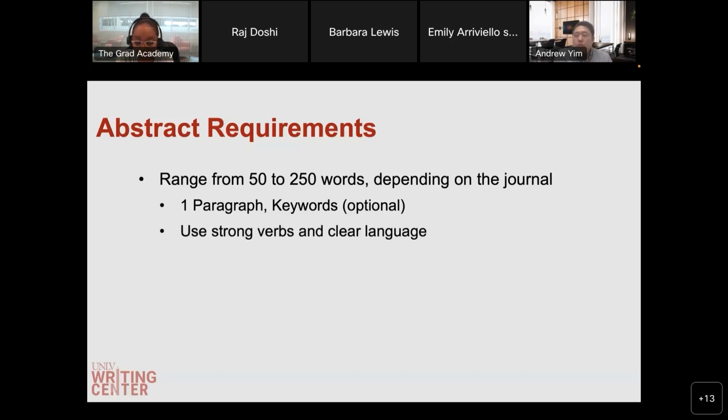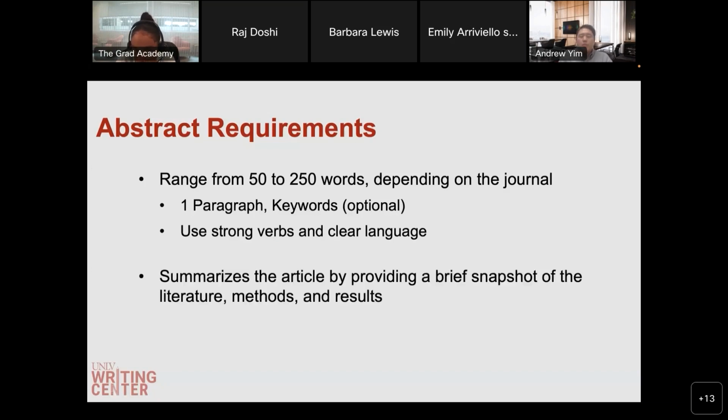In addition, you want to make sure you're using strong verbs and clear language. As we look through the examples and do the activity at the end, we can talk about some strong verbs you can use in your abstract.